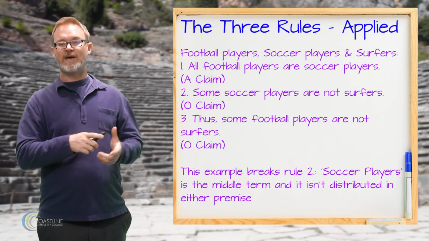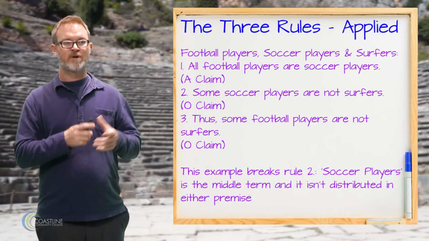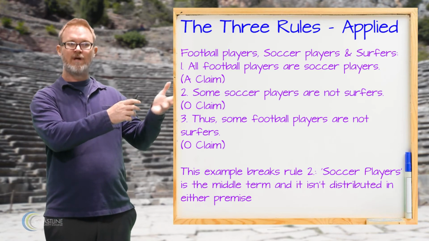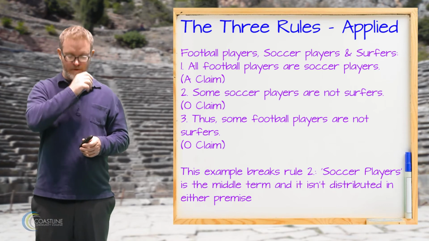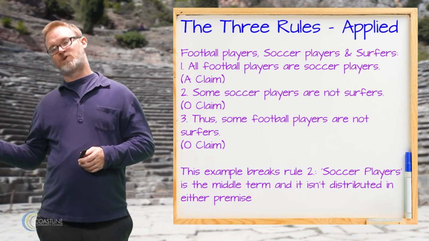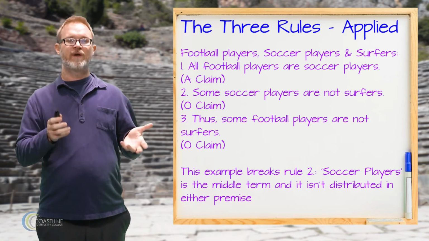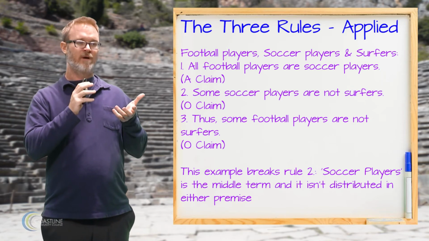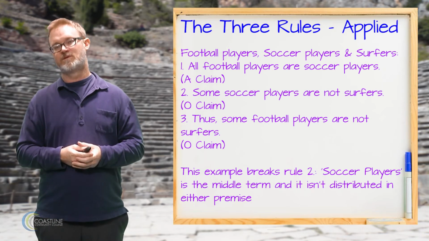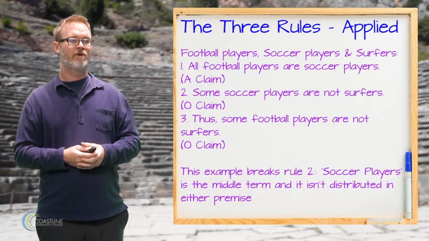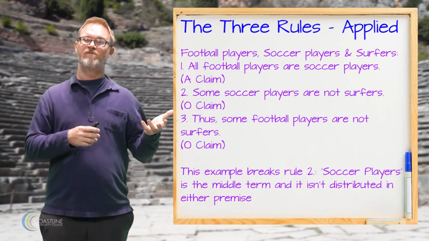But you'll notice now the second premise says some soccer players are not surfers. Here, soccer players occurs as the subject of an O claim. But now think back: O claims only distribute the predicate term. So here, rule 2 fails because the middle term, soccer players, is not distributed in either of the two premises. Now, obviously, because rule 2 has failed, the argument is invalid, right?